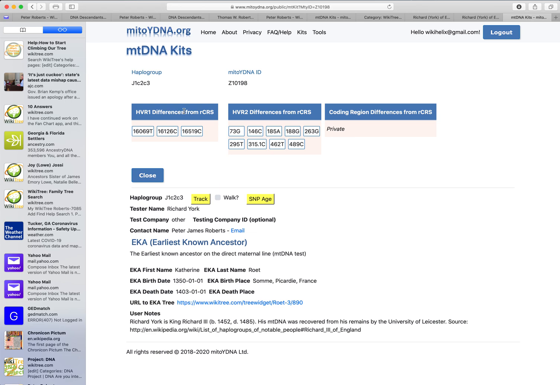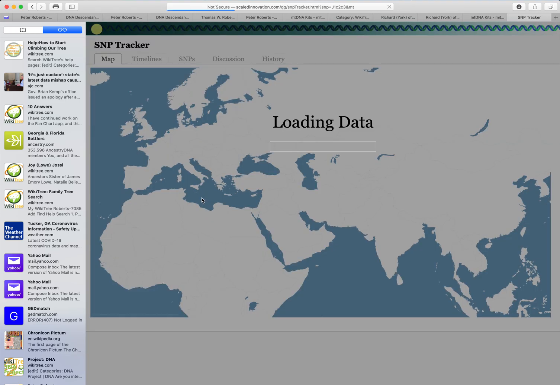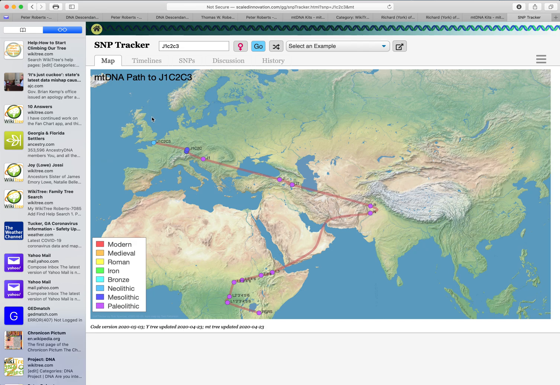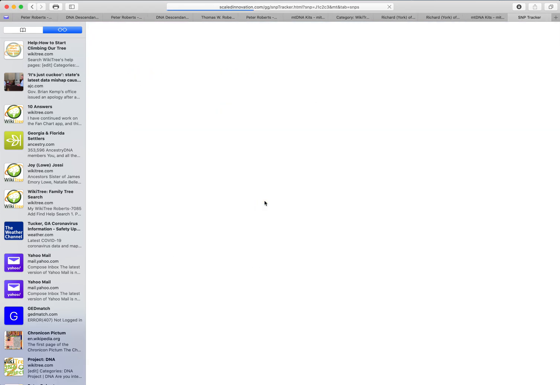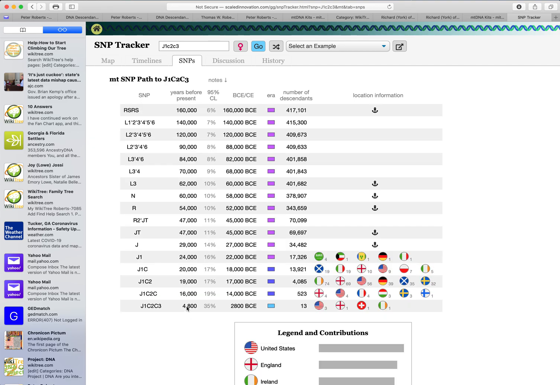And these are his differences from the Cambridge reference sequence on hypervariable region 1 and hypervariable region 2. And I can see that he belongs to the J1C2, C3 haplogroup. And I can track the ancient migration. And then I can look at the age of that haplogroup, roughly 4,800 years ago.